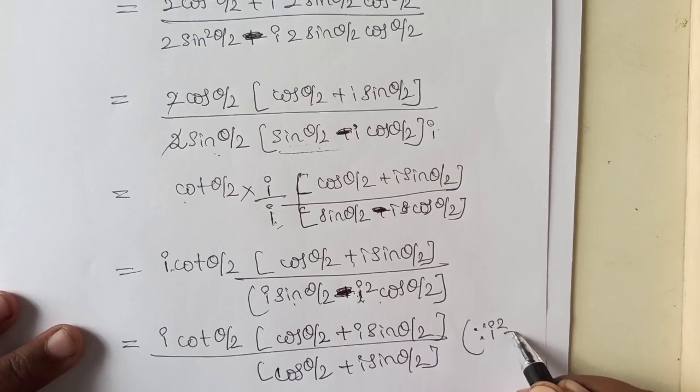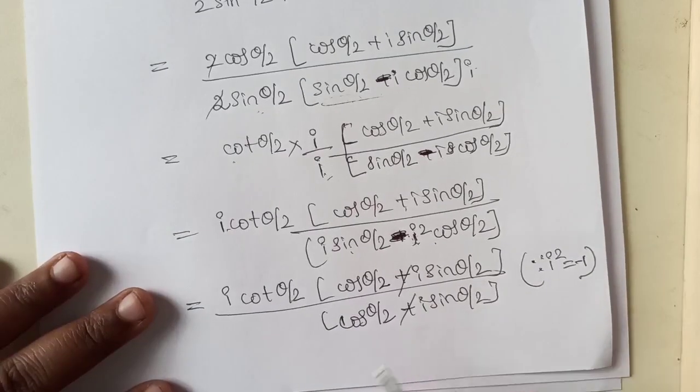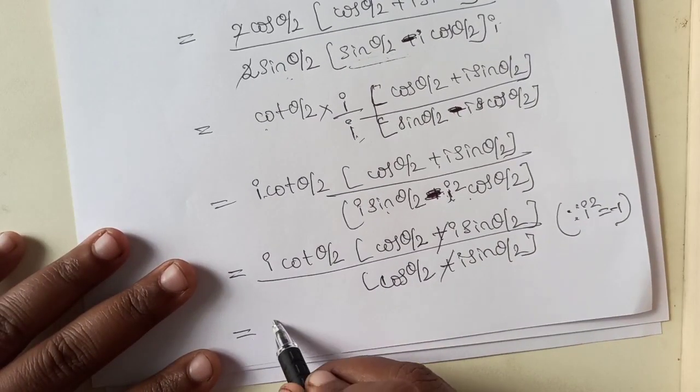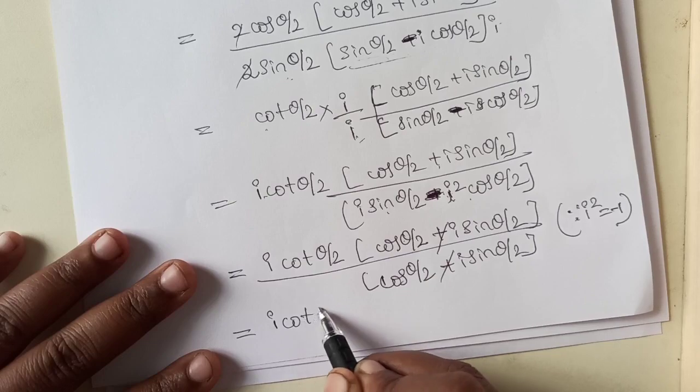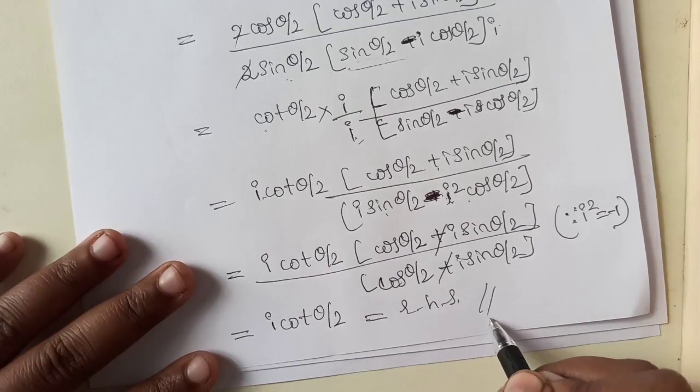Because I square value is equal to minus 1. Now these two terms get cancelled. We get I cot theta by 2. So this is our RHS. Hence the proof. Okay.